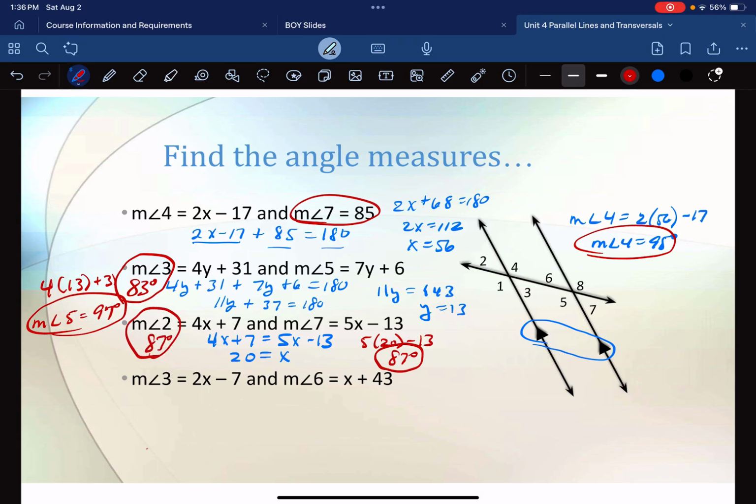Okay? Because they're equal. 3 and 6. 180, or equal? Well, they're both interior, and they are on opposite sides of the transversal, so they are alternating. So that means they are equal. 2x minus 7 equals x plus 43. If I subtract x from 2x, that leaves me x, and then I'm going to add 7 to 43. That makes 50. So x is 50, and then right here, I can say 50 plus 43 equals 93 for both angles.